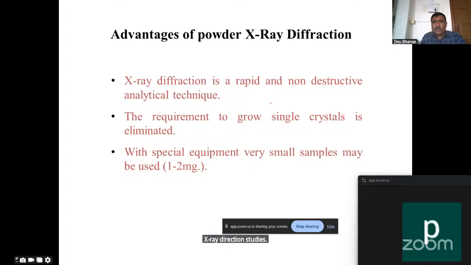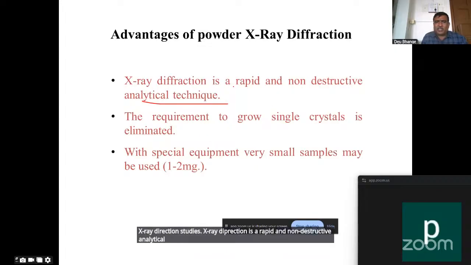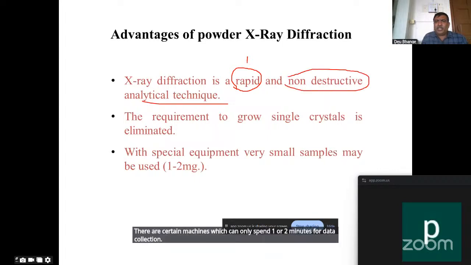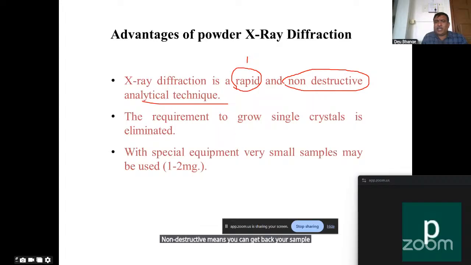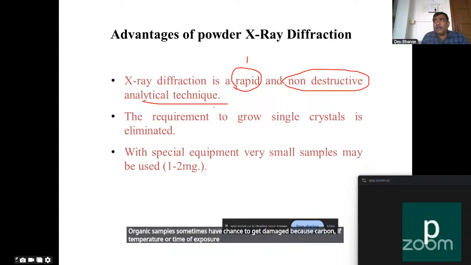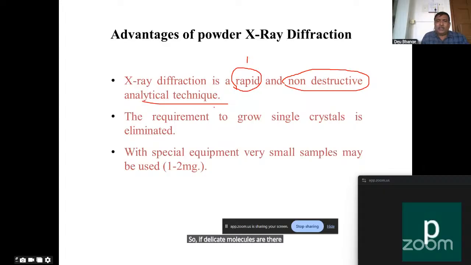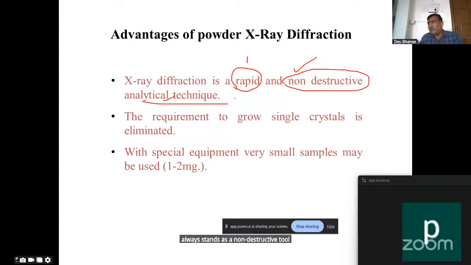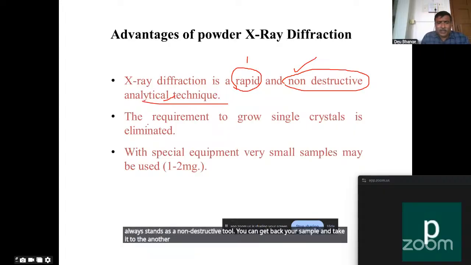X-ray diffraction is a rapid and non-destructive analytical tool. Rapid means fast. There are certain machines which need only 1 or 2 minutes for data collection. Non-destructive means you can get back your sample without it getting damaged. Organic samples sometimes have a chance to get damaged, because if the temperature or time of exposure is higher, delicate molecules will get decomposed, or photosensitive organic materials will get decomposed. But for inorganic material, it always stands as a non-destructive tool. You can get back your sample and take it to another characterization machine.